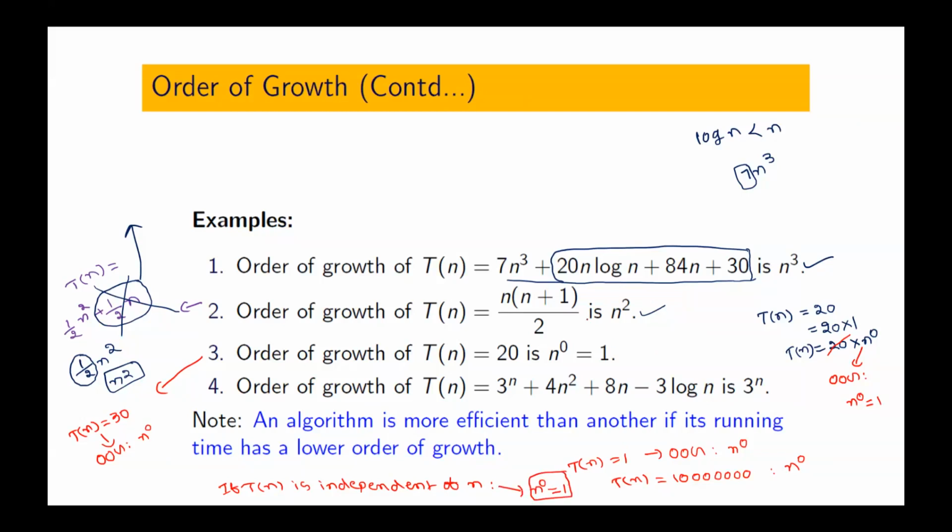Now fourth example. What is its order of growth? 3 power n. We know that all these terms are smaller when compared with 3 power n. But 3 power n, what are the constants here? There is no constant. Only 3 power n is there. That means 1. When 1, whether it is removed or not removed, it is 3 power n only.